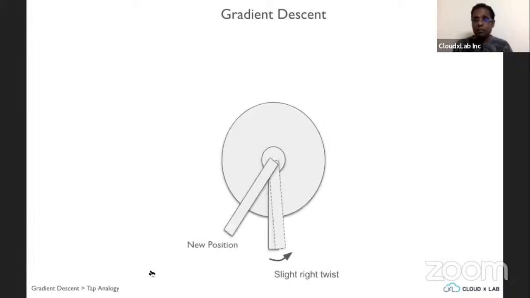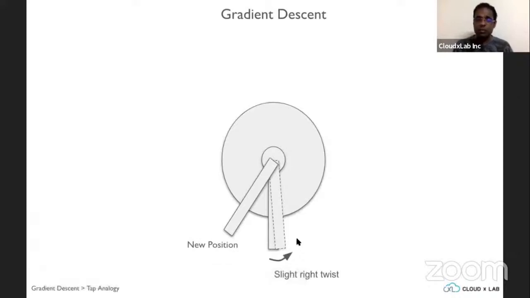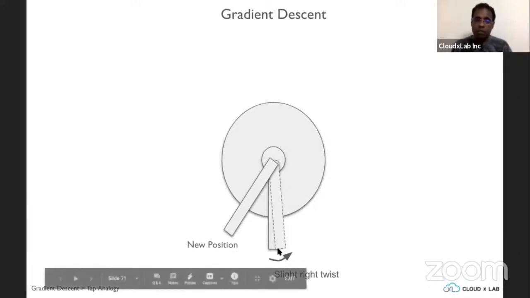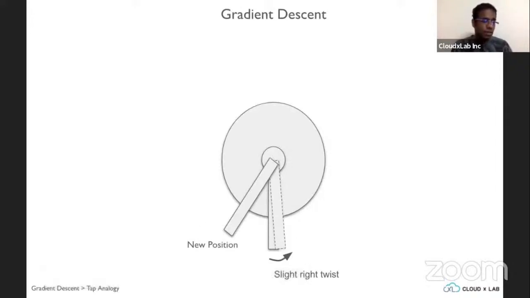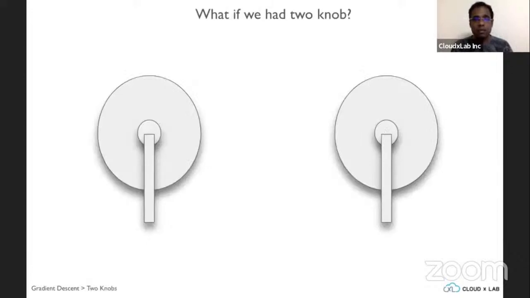On the other hand, if you first went to, say, the anti-clockwise direction and you figured, this is actually taking me to a more uncomfortable position, what you would do is move in the opposite direction. Okay, so that's how this would work, and eventually you would find a comfortable position. So that is one way.